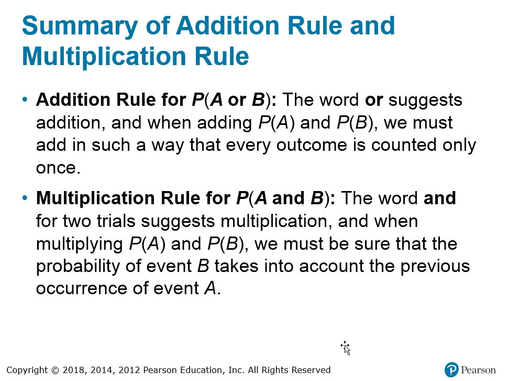Just as a recap, if you see the word or, we know that we are adding. If we see the word and, we know that we are multiplying. That actually is going to end our chapter. We're only going to do the first 2 sections. The rest of it you can learn about if you take a higher level statistics class. So make sure you work on your assignments and let me know if you have any questions.